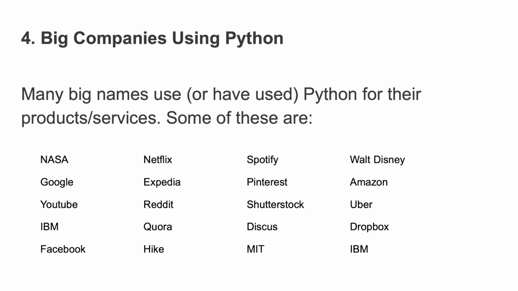Now, Python has become very, very popular in recent times. It is used by several large companies. Companies like Walt Disney, Netflix, NASA, Spotify, Shutterstock, Uber, IBM, Quora, they all use Python as a language. They're using it in some form or the other. They have some code or the other that's actually running on Python as of now, as you're watching this video.